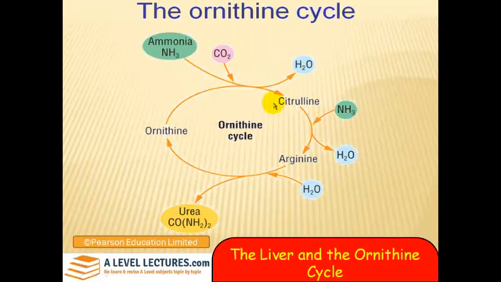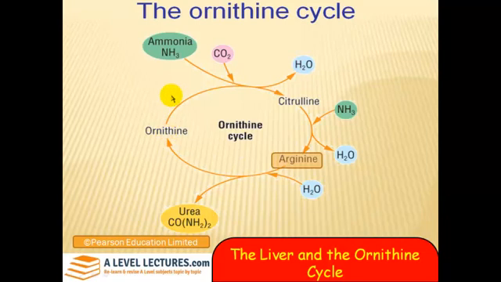Here we've got what we call the ornithine cycle. The ornithine cycle is where we remove ammonia. I'm going to start first of all over here with ornithine. So ornithine will combine with ammonia and also carbon dioxide to form citrulline, with elimination of water. Now citrulline then combines with further ammonia to form arginine, again with removal of more water. And lastly, water is added to arginine to produce urea over here, but also to recycle ornithine back into the cycle itself.